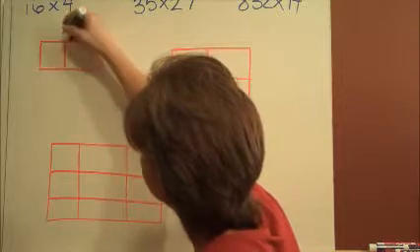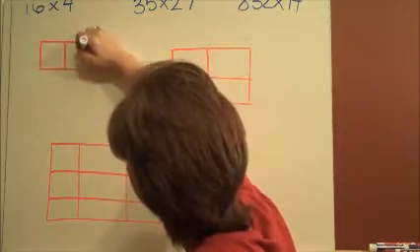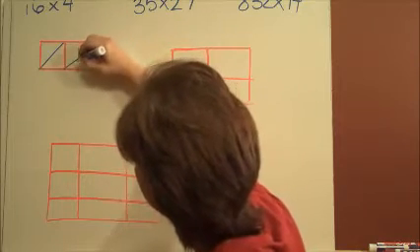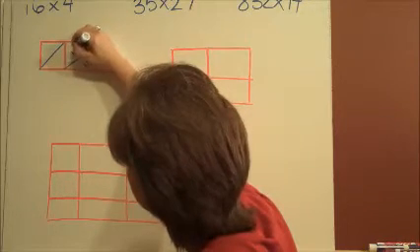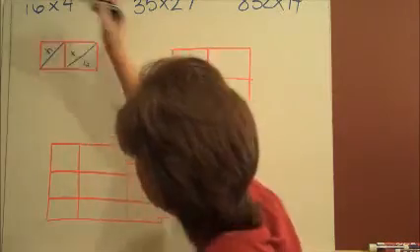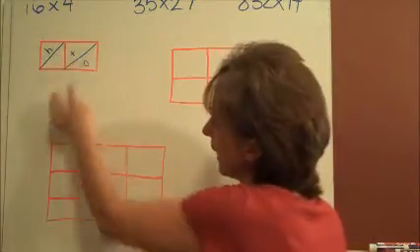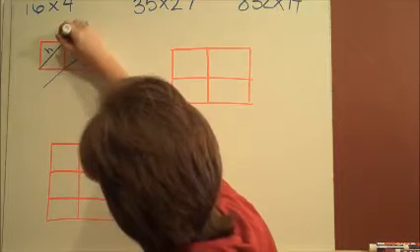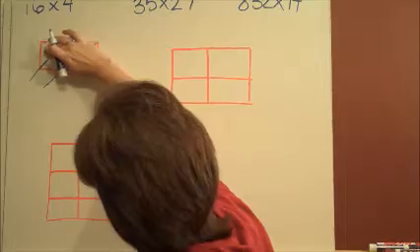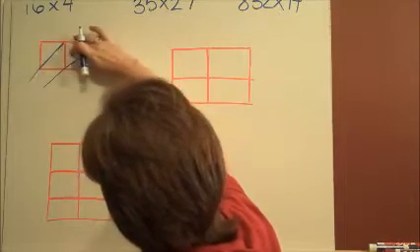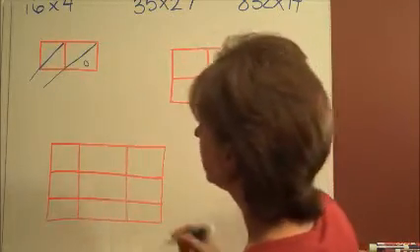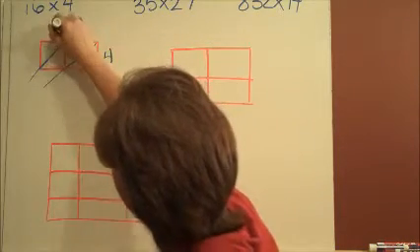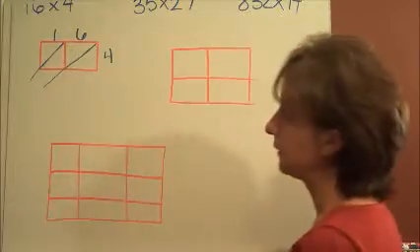So if I divide this number into diagonal lines, I have made the ones place, the tens place, and the hundreds place. Each diagonal line has turned into a place value. So because we're dealing with place value, this is 4 and this is 16.